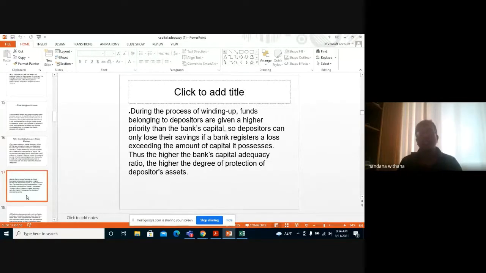Thus, the higher the bank's capital adequacy ratio, the higher the degree of protection of depositors' assets. Okay. The more capital you have, the more losses you can definitely absorb with the capital, and the depositor is very safe.